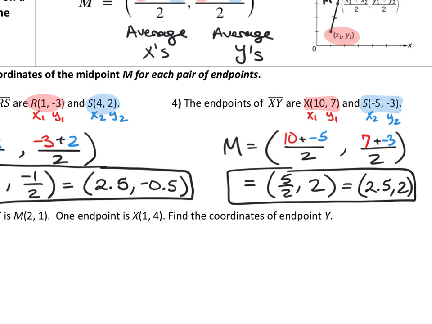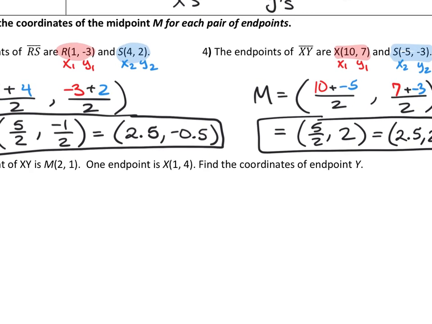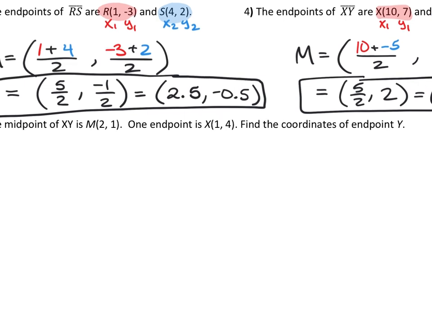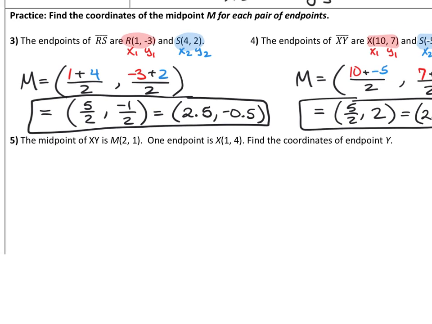How do we feel about that? Good. Can I make it a little challenging? I'm going to do it anyways, though. Okay. Here's the problem. It says the midpoint of the line segment XY is 2, 1. One endpoint is 1, 4. Find the coordinates of the other endpoint.